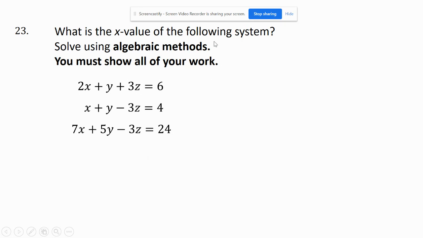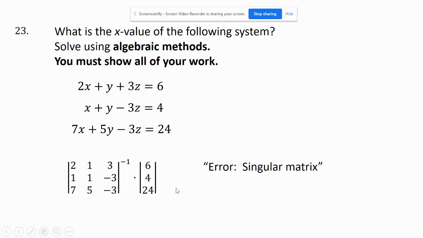This one here, what is the value of X? Well, I want to go to my matrix and plug it in. It'll look like this. And then when I hit enter, I get a singular matrix, which means my answer is infinite. There are a bunch of different answers to make this one true because they're the same.